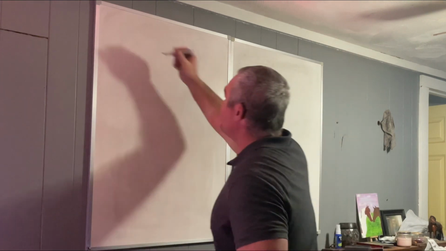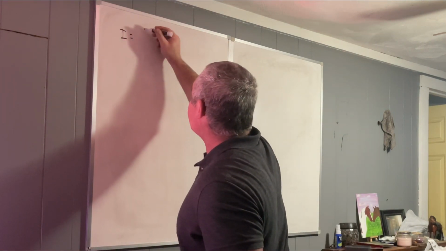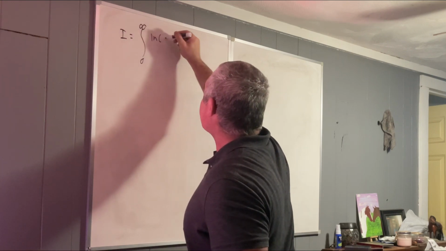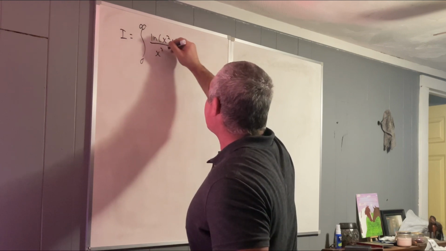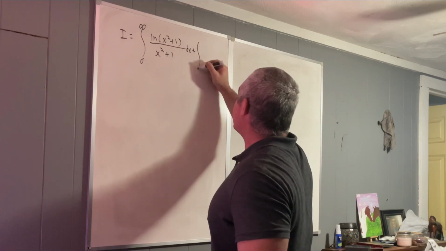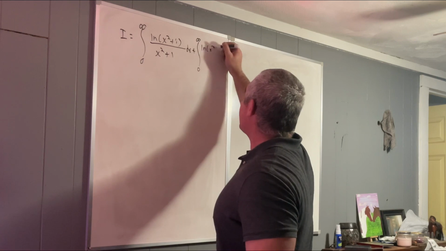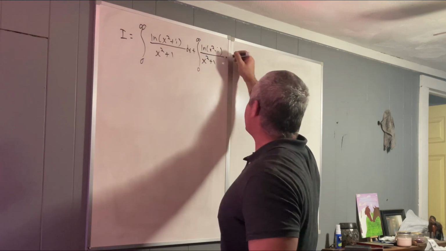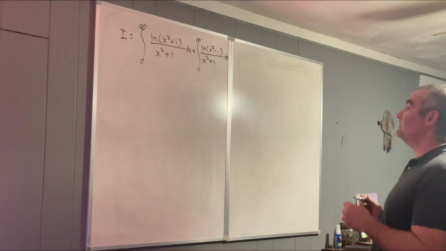So now we have a new definition of I, which is equal to the integral from 0 to infinity of the natural log of x squared plus i over x squared plus 1 dx plus the integral from 0 to infinity of the natural log of x squared minus i over x squared plus 1 dx. All right, so that's totally valid.